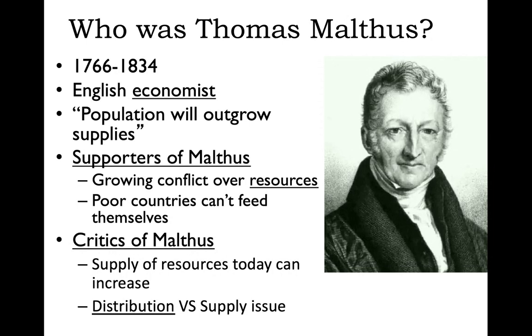People that disagreed with Malthus say that our population can continue to grow rapidly because our supply of resources today can increase. And it's not a supply issue, it's an issue of distribution. People that believe that Malthus is correct argue that humans today need to figure out a way to decrease our population growth or slow it down. They are concerned that we are going to run out of natural resources.